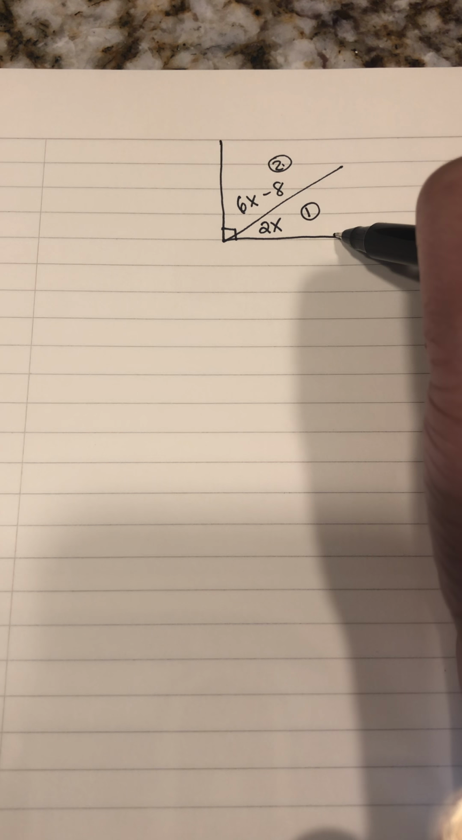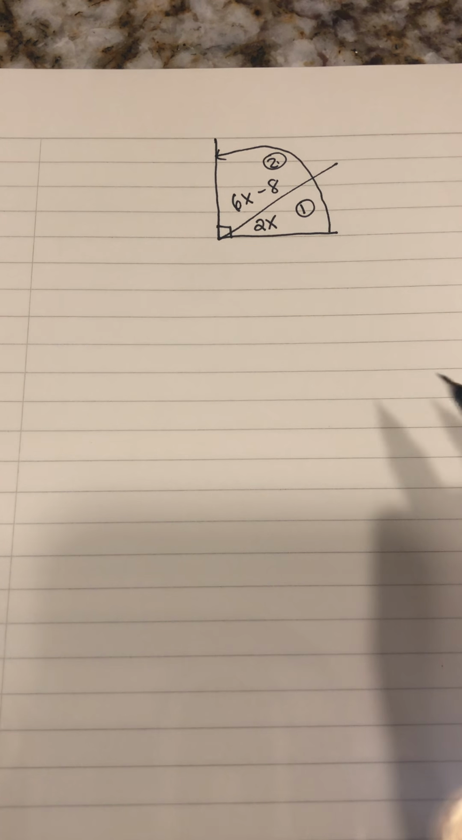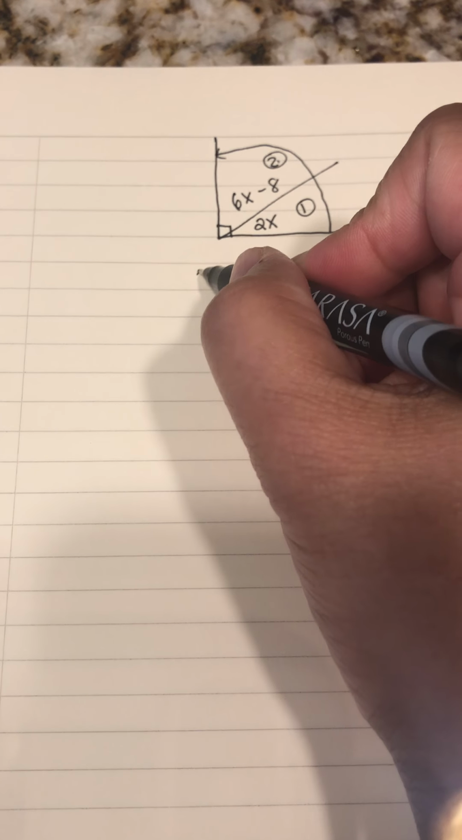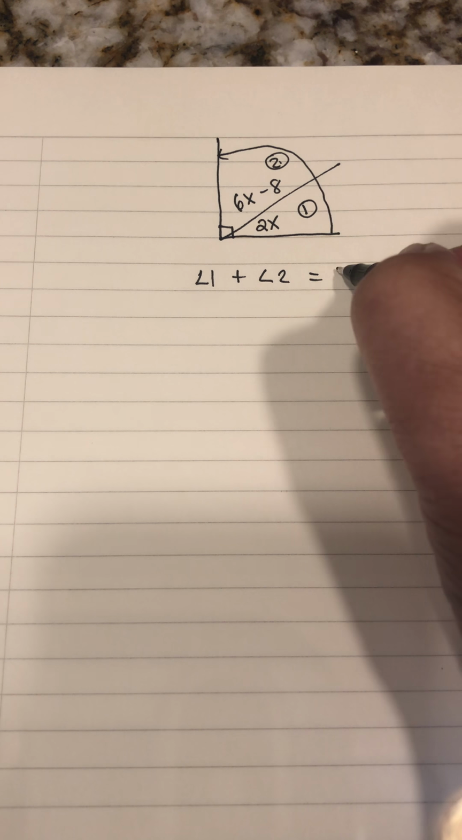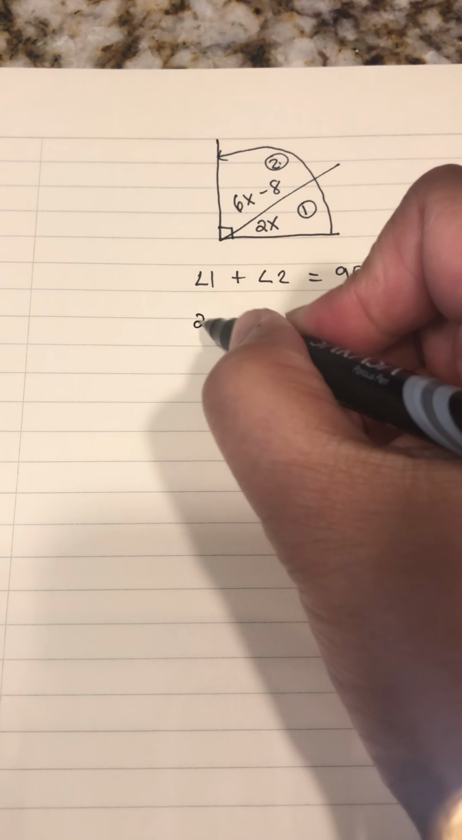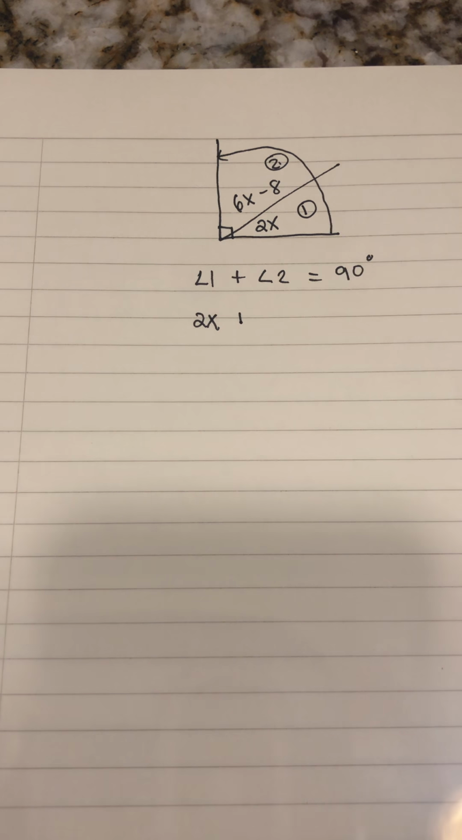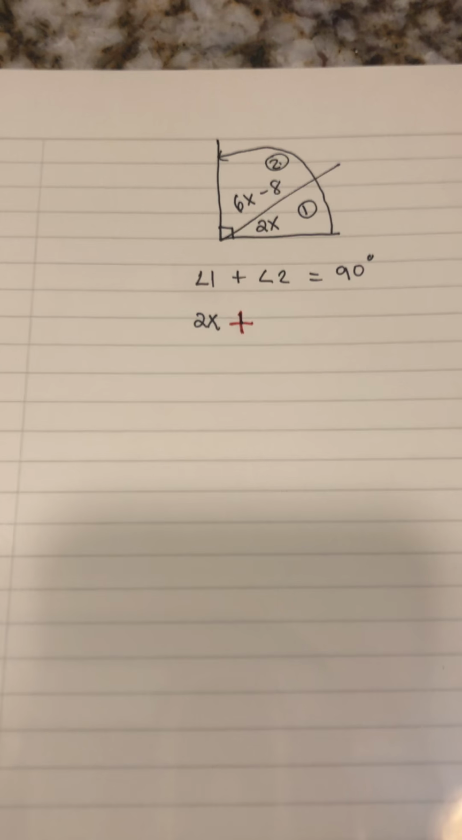If you're going to add this together, it will give you 90 degrees. Okay. So now we say angle 1 plus angle 2 is equal to 90 degrees. Now, what is angle 1? 2x. Okay? And then, what is angle 2?